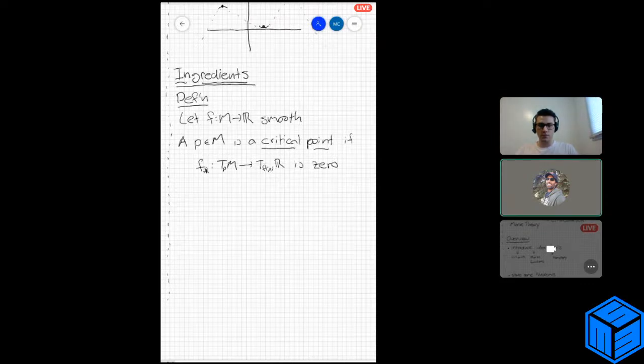Now, if we're not entirely sure what I mean by that, if I have some local coordinates, call them x1 up to xn, around my point P, then this is equivalent to asking that all of the partial derivatives are equal to 0. That is to say, my gradient vector is 0.